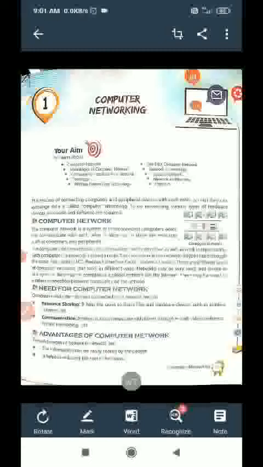There is one CPU, and there are 4 or 5 computers which are interconnected and connected at a time to a single CPU. Means there is hardware sharing.